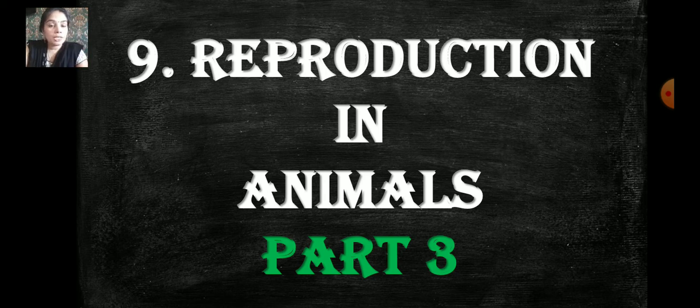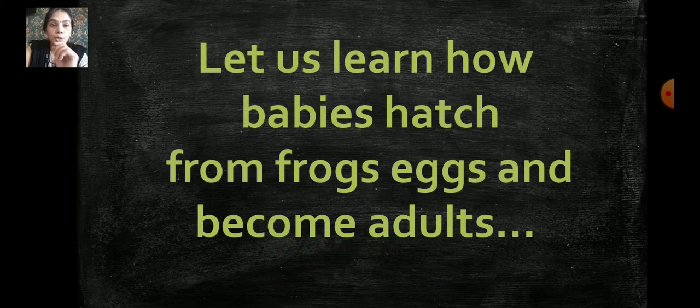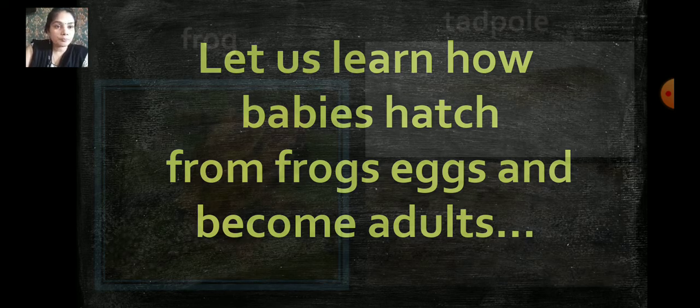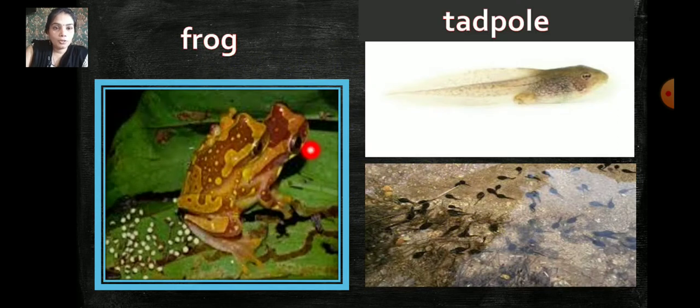Now in today's chapter we are going to continue, that is part 3. Today we are going to learn how babies hatch from frog's eggs. We are going to learn all about the frog, how the frog eggs are hatched and how they become adults. So let us proceed. Now this is the frog, you must be knowing.